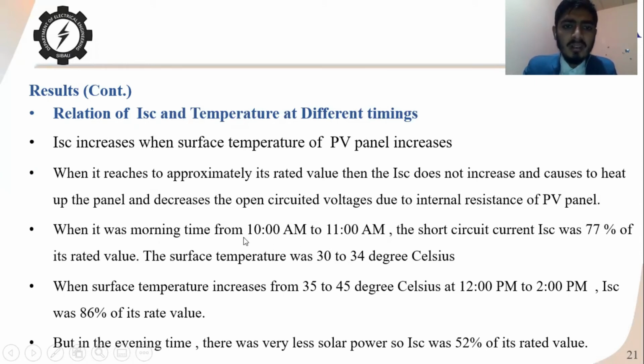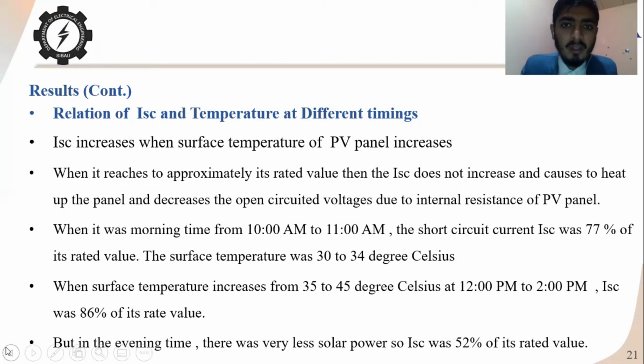When it was morning time, from 10 a.m. to 11 a.m., the short circuit current was around 77% of its rated value, and the surface temperature was 30 to 34 degrees Celsius. When surface temperature increases, ISC was 86%.